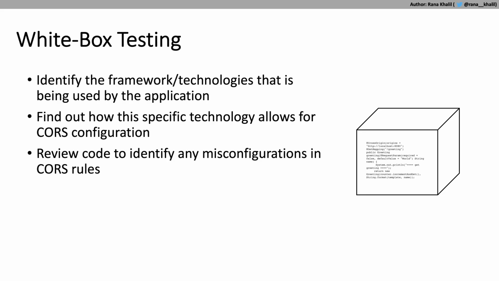And then review the code in order to identify if there are any misconfigurations in the CORS rules. So literally what I would do is look for strings in the code that match how CORS gets set in that specific framework. And then when I find it, I review the logic behind the application that is responsible for determining if an origin is trusted or not. And if the logic is broken, I would attempt a proof of concept in order to see if it's truly vulnerable.